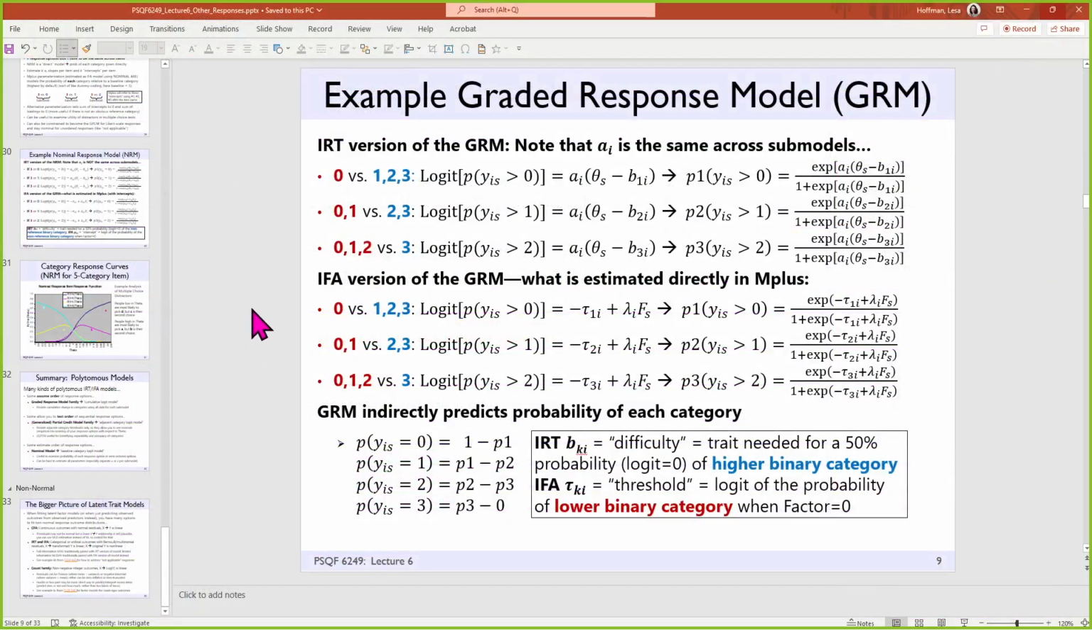All right, then this is where we were last time, talking about graded response models. So this is how we would analyze ordinal responses using factor analysis.